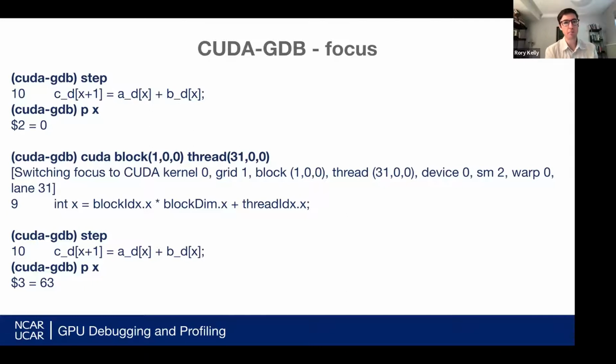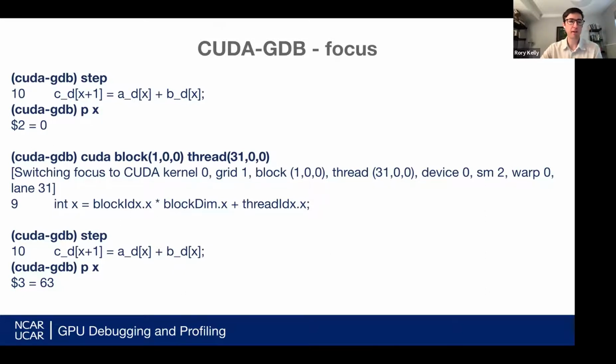So here I'm saying CUDA block 1, thread 31, switch my focus to that. You'll note that this goes back to line 9 because I only stepped the first thread. I haven't stepped this set yet, so it's still paused at the breakpoint on line 9. If I then go ahead and step this thread, it should have its index set. And now if I print the index of this thread, it says, oh, my index is 63. So again, just showing you how you can switch and examine the focus.